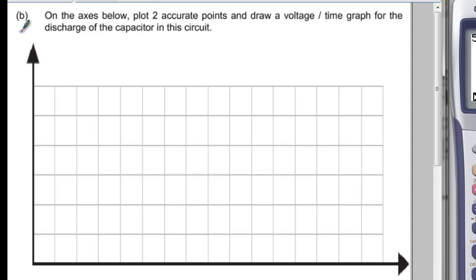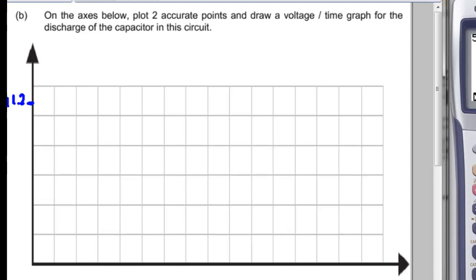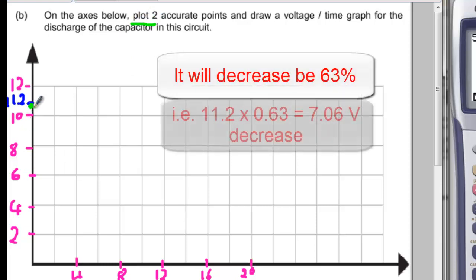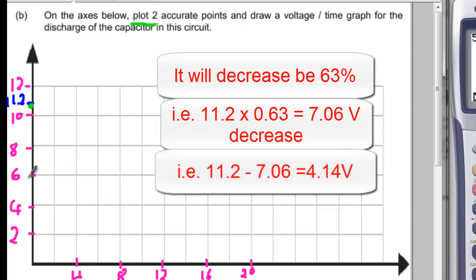B. On the axis below, plot two accurate points and draw a voltage time graph for the discharge of the capacitor in the circuit. Well, initially it had 11.2 volts. Now it may help to put a scale on here going up in 2 volt increments and a time scale going along here at almost the time constant. Okay, it says plot 2 points. So here's our first point, and then what's happening is discharging, so it's going to decrease by 63%, or it's going to have 37% remaining.